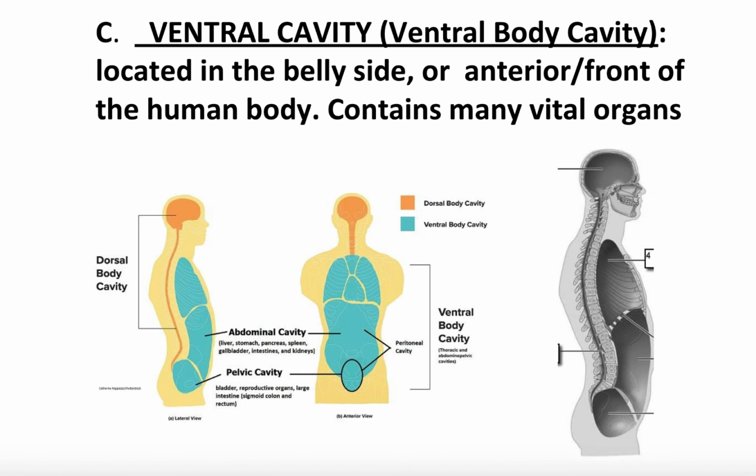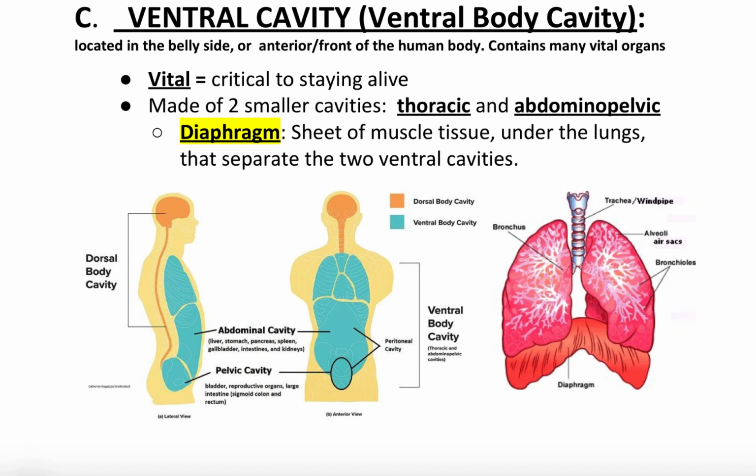Okay, now we've gone over the dorsal cavity. Let's go over the ventral cavity. And the ventral cavity especially has a lot of membranes and a lot of special separations within it because it's so huge. And you have so many organs in this front pocket, the ventral cavity or ventral body cavity. So it's located belly side, towards the front of your body, and it contains many vital organs. If you don't know the term vital organ, it means an organ that's critical to staying alive.